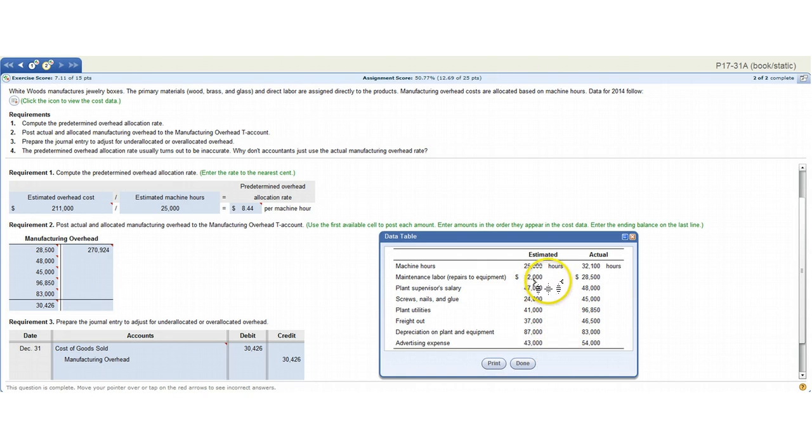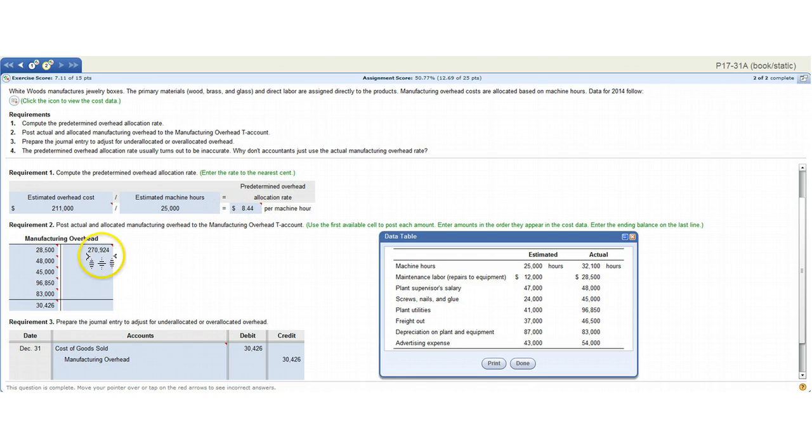So maintenance, yes. Plant supervisor, yes. Screws, nails, glues, yes. Plant utilities, yes. Freight out, no. This is a shipping expense. Depreciation on plant and equipment, yes. Advertising expense, no. This is a selling expense. So we add up those estimated overhead and we come up with $211,000. You correctly got the estimated machine hours of 25,000, and so we divide that out and we get $8.44.